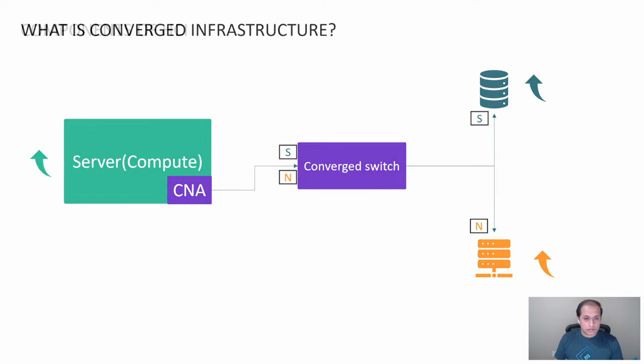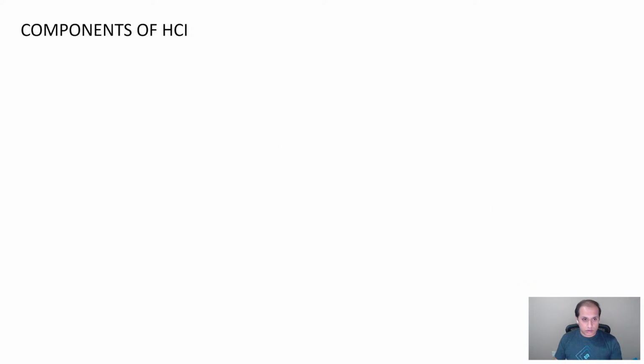Now let's talk about HCI. We have gone through the evolution of a data center from a basic server to virtualization, then external storage and the NIC cards, and then the converged network adapters. When it comes to all these architectures, there are three variables that we always need to worry about. The three variables are compute, storage, and networking.